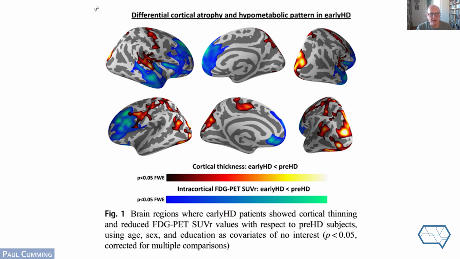Something to keep in mind, that metabolic disturbance doesn't necessarily mean, in this case, atrophy, because the metabolic loss in the frontal lobe of these patients precedes the onset of distinct atrophy or tissue loss. Next slide.